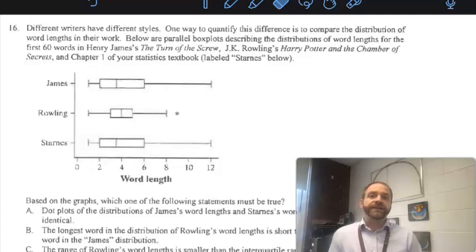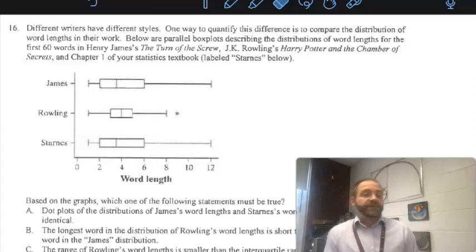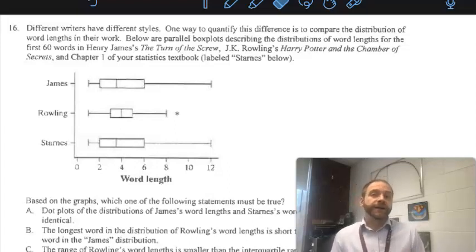We're looking at question 16 on the AP Statistics Midterm Review Packet, and in this one we're told different writers have different writing styles. I'm just going to stop reading, and the reason why is because I'm going to quickly see there's a lot of words. So I'm going to look at the graphs they're giving me, and I have 3 box plots there, and they're measuring the word lengths of 3 different authors.